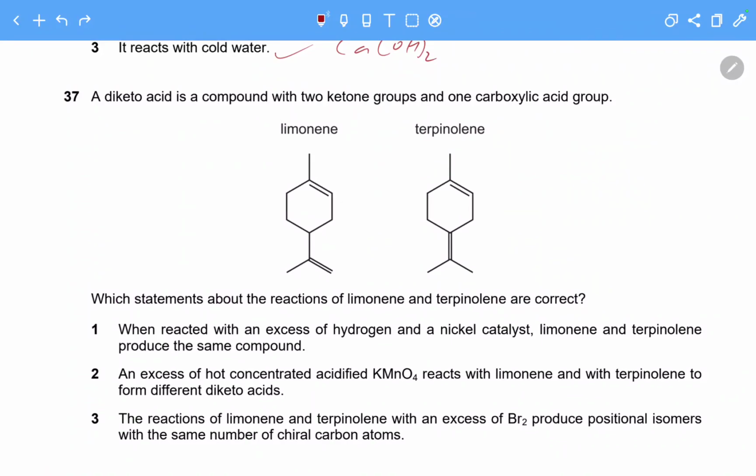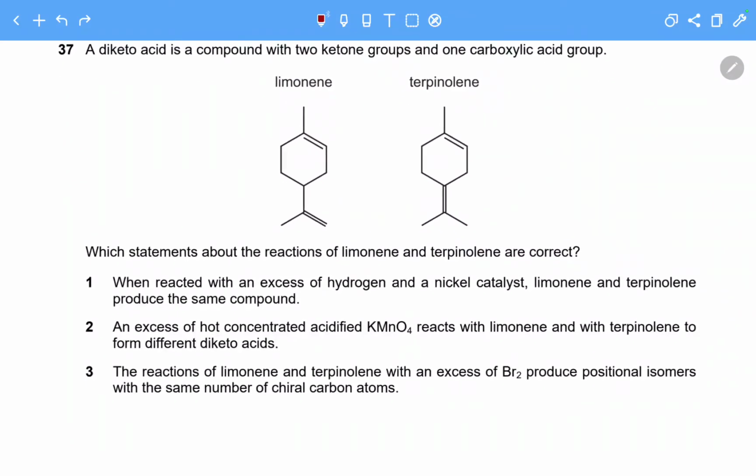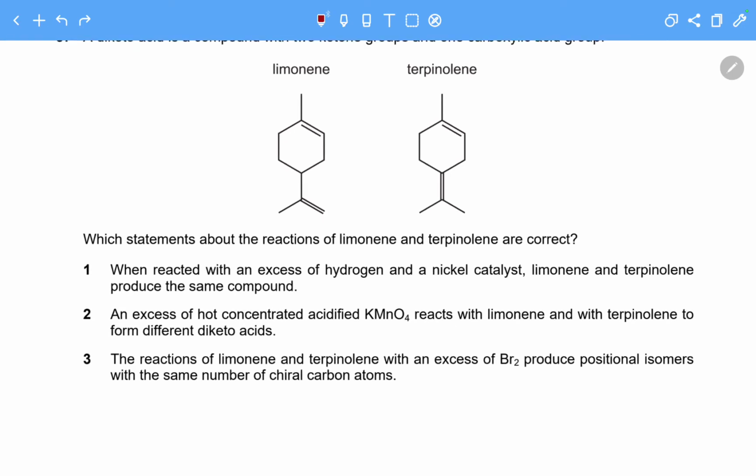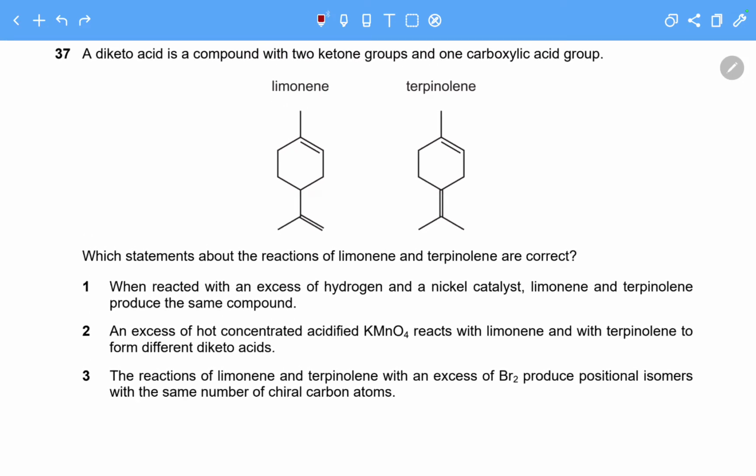37. A diketo acid is a compound with 2 ketone groups and 1 carboxylic acid group. Which statements about the reactions of limonene and terpinolene are correct? When reacted with an excess of hydrogen and a nickel catalyst, limonene and terpinolene produce the same compound. So when we react limonene with hydrogen, we get this, because all the double bonds will become single bonds, so it will become a saturated hydrocarbon. So essentially, yes, they do form the same compound.